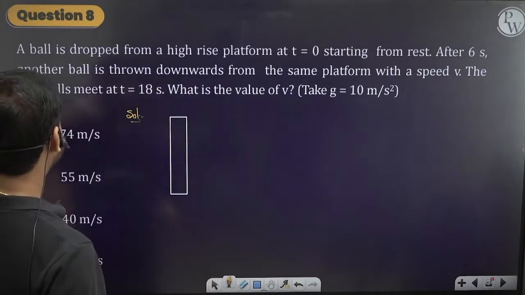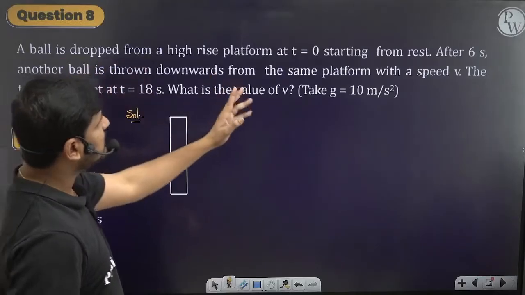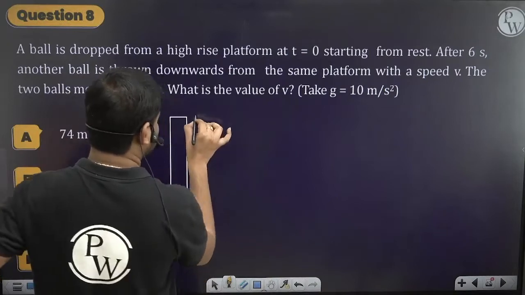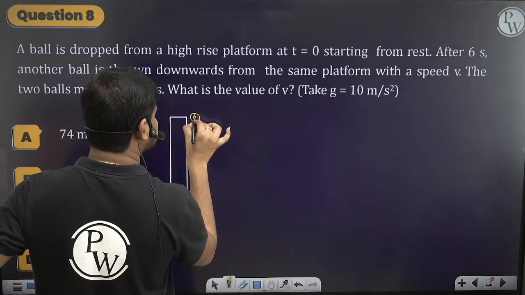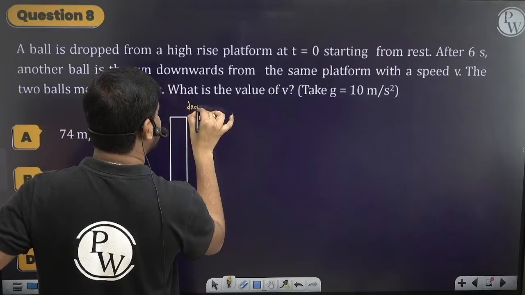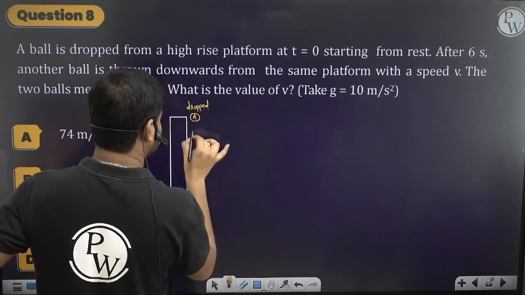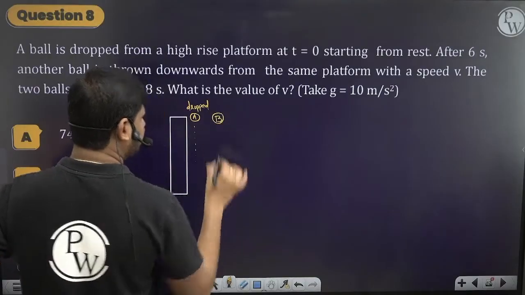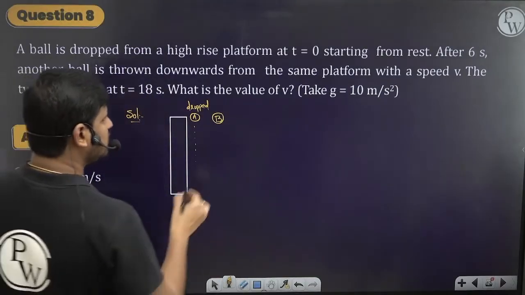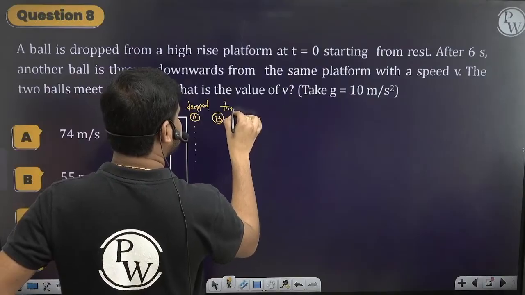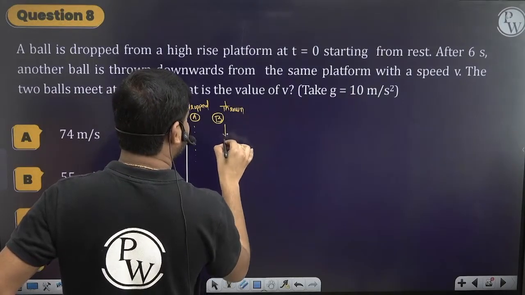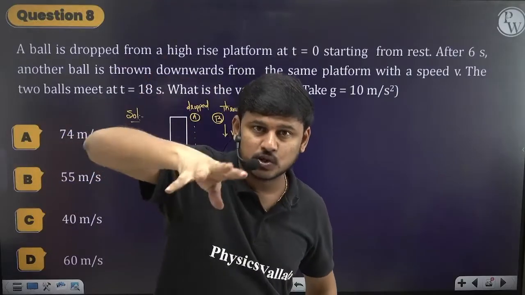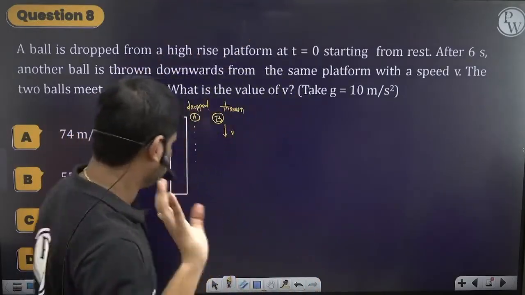After 6 seconds another ball is thrown downwards from the same platform with a speed v. So here are two things. The first one is just dropped. Consider this is ball A, which is simply dropped, and it is covering some distance. Next, there is ball B, which is thrown with some velocity v. So the first ball is just dropped from some height, and the second ball is thrown downwards. This is clear? Next.